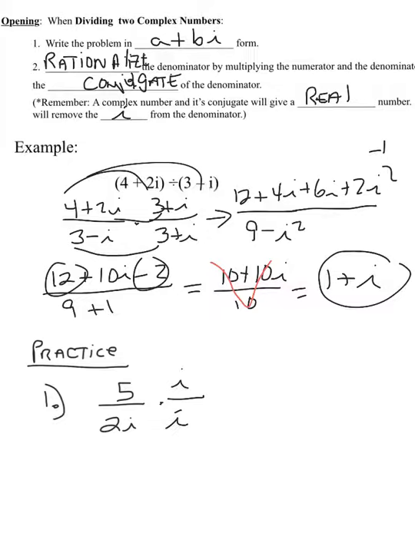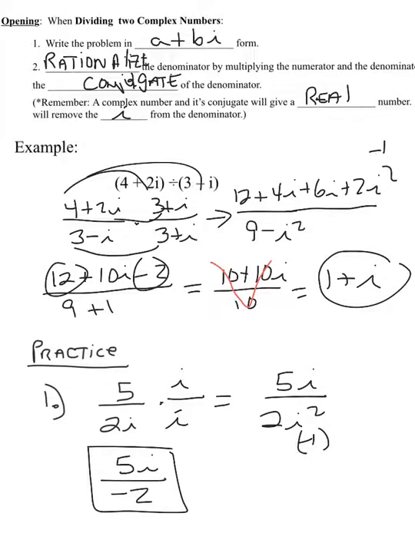And if I do the bottom, I have to do the top. So if I do that, I get 5 times i is 5i on the top. On the bottom, I get 2i squared. And of course, i squared is negative 1. Keep that in mind. So that's a negative 1. So I get 5i over a negative 2. And you are welcome to leave your answer that way.